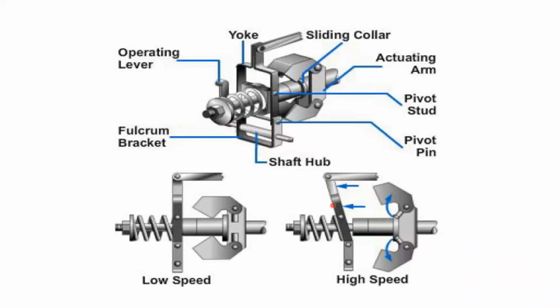Again, this is another image actually showing the working of the governor. You can see the governor movement and how it changes between low speed and high speed.